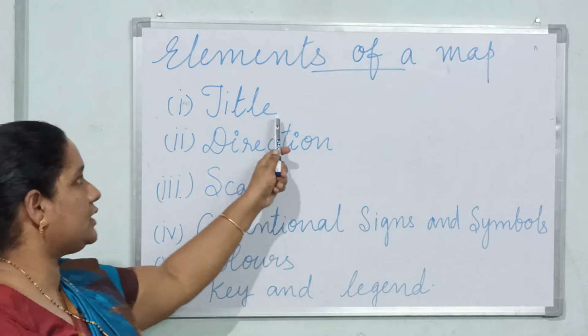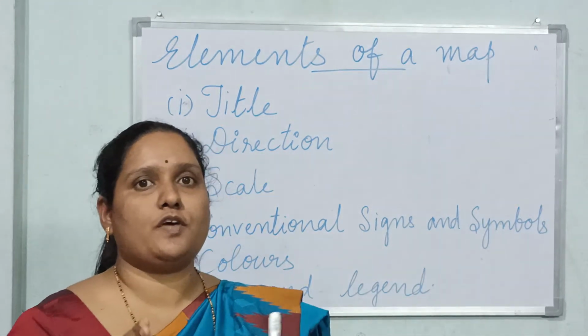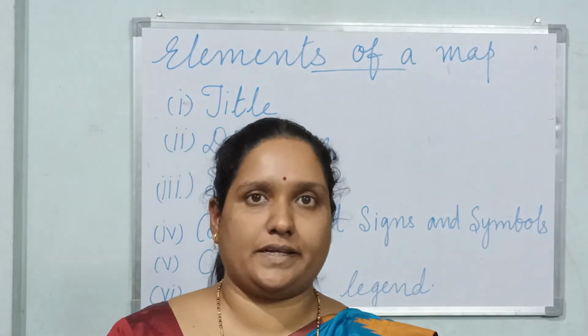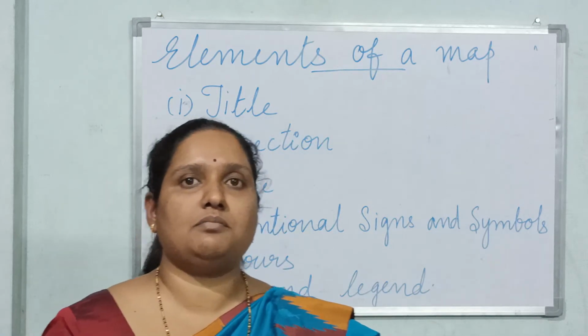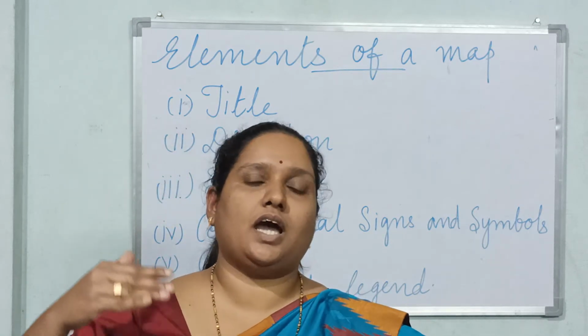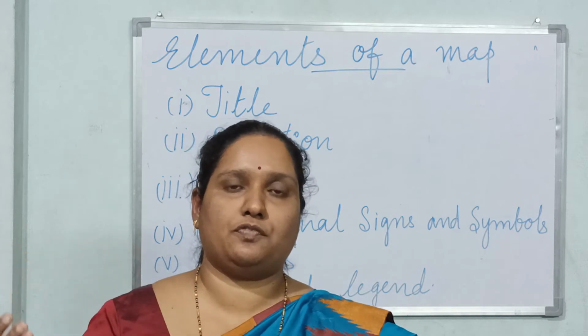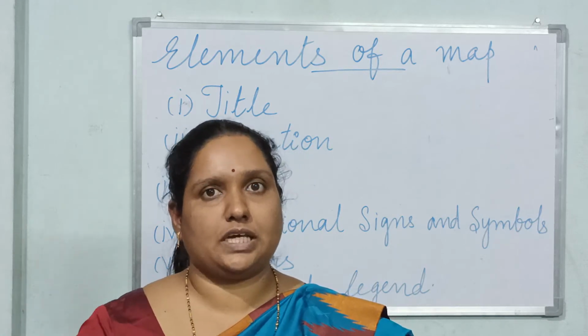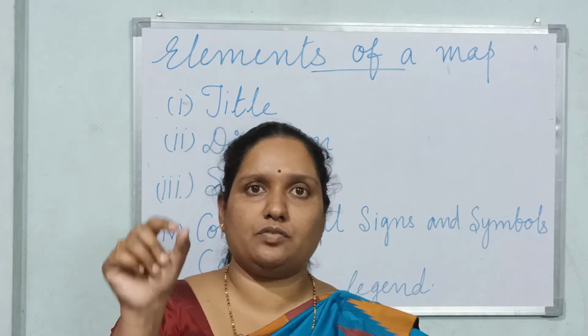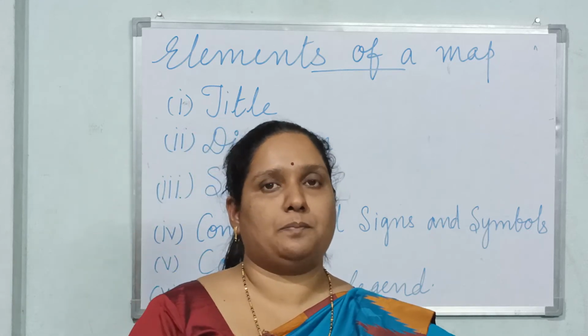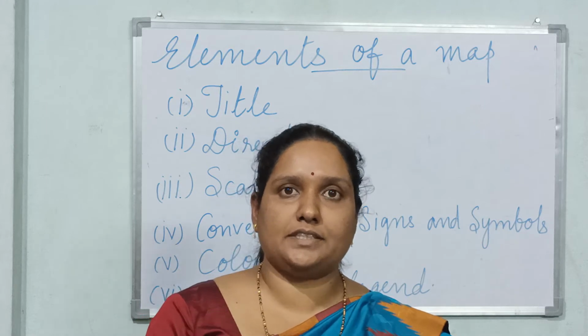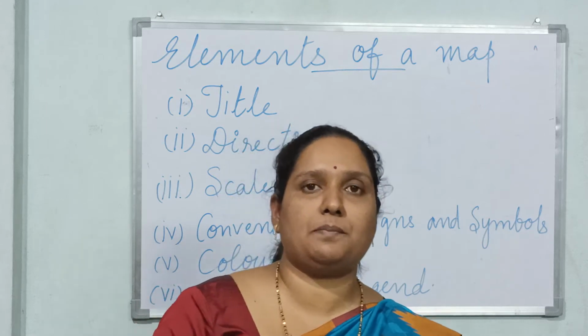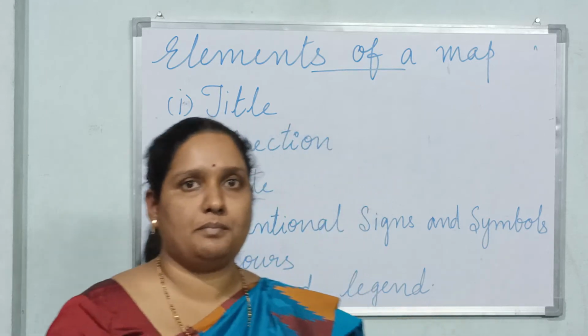The first one is the title of the map. On the top of every map, we can see its title. Title means what the map is about. We can see either it is a political map of North America, or a physical map of South America, or a physical and political map of India. Like that, it will be written on the top of the map. Then that we call the title of the map. The name of the map is the title of the map.